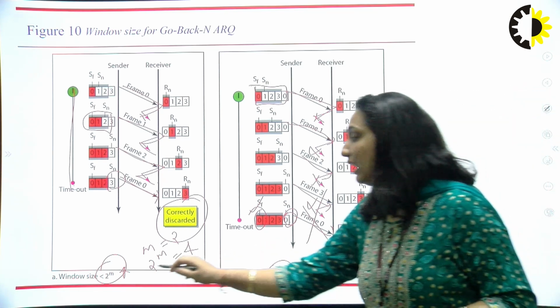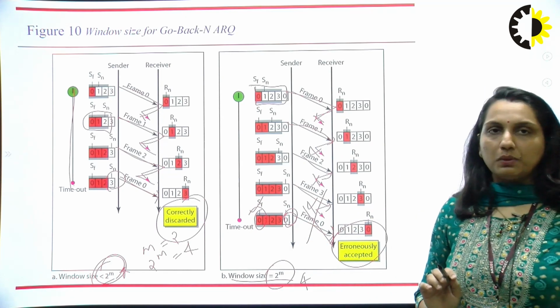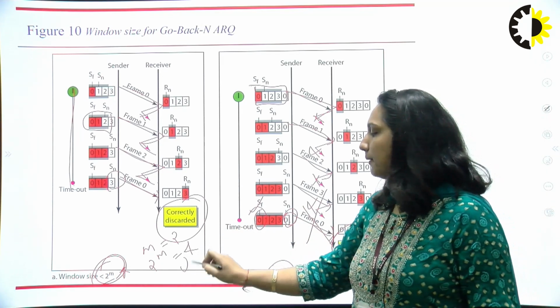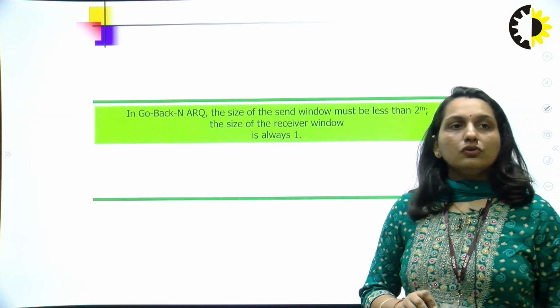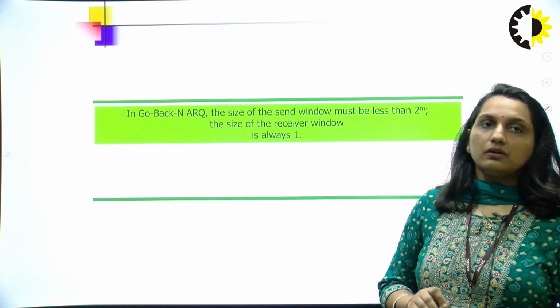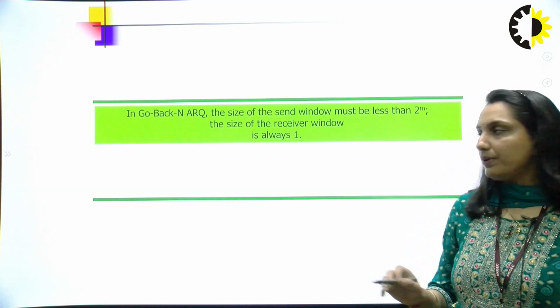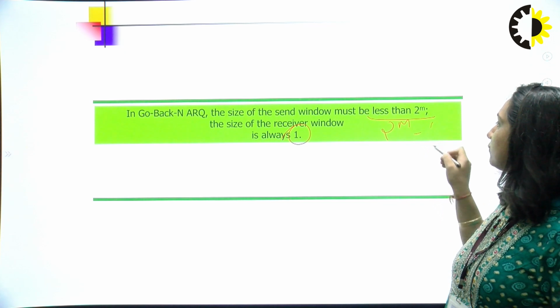We make it less than that, that is 2 raised to power m minus 1, as the window size to be perfect. That's why we use 2 raised to power m minus 1 as the window size here. So in Go Back N, the size of the sender window is less than 2 raised to power m, and the size of the receiver window is 1.